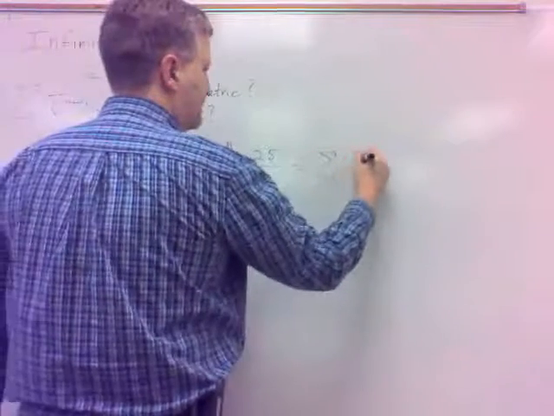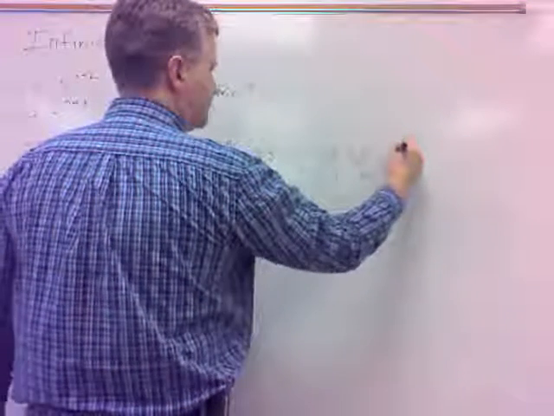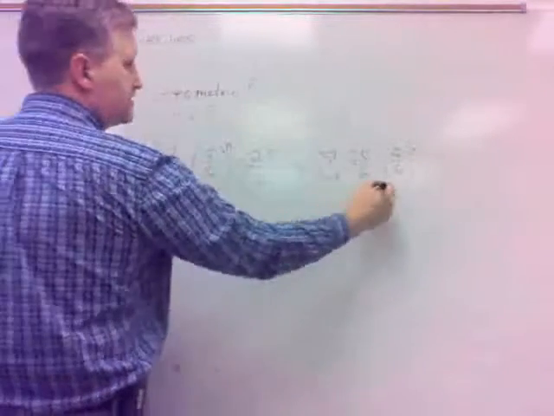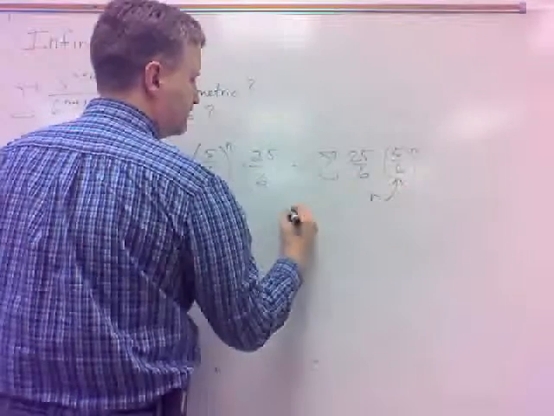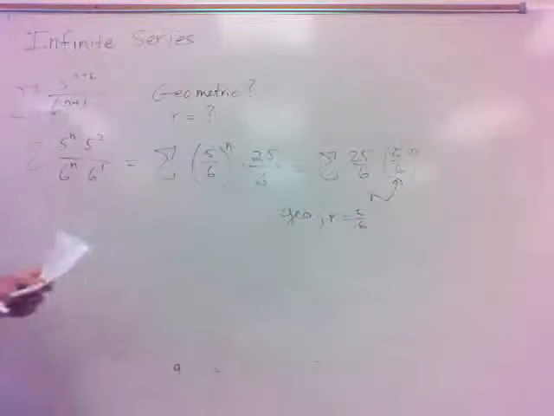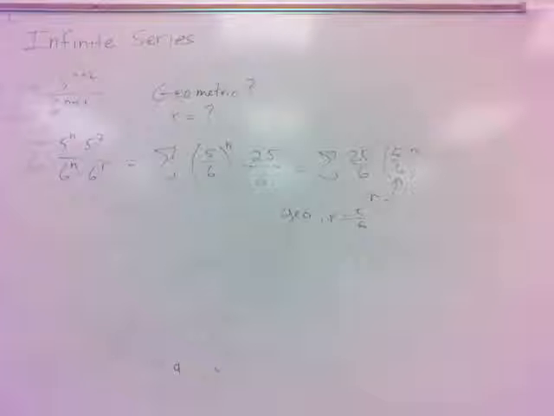Yeah, I'm with you there. It is 5 over 6. Yes, it's geometric. This is the ratio R, isn't it? Okay. All right. So sometimes we might need to go about that.